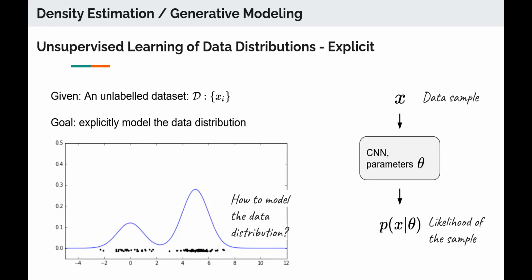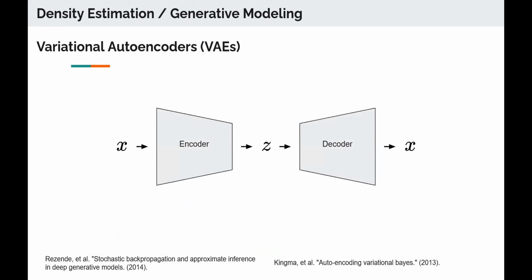And now let's look a bit into the details of how we try to do it. How do we model the data distribution? In particular, we will look at this type of models called variational autoencoders. So we'll look at one model for explicit distribution learning, and that is VAEs. And then later in the lecture, we'll look at one model for implicit distribution learning, and that will be generative adversarial networks or GANs. Okay, so VAEs, what are VAEs?